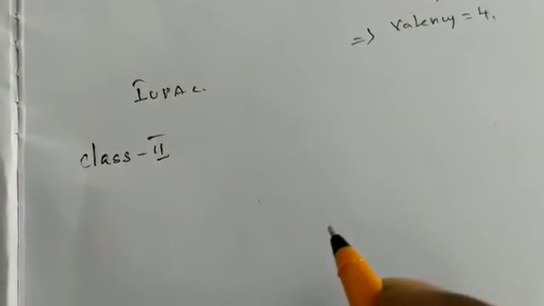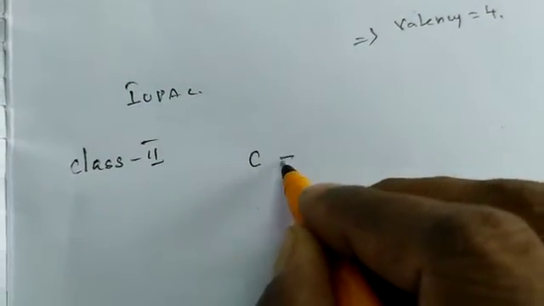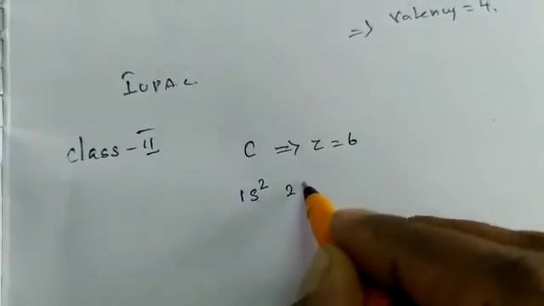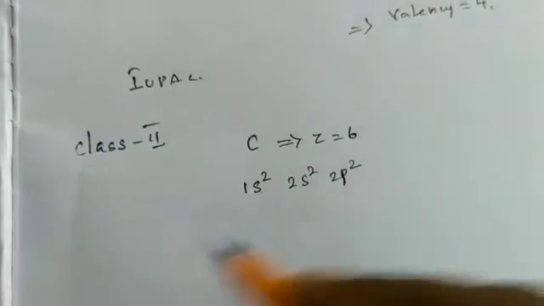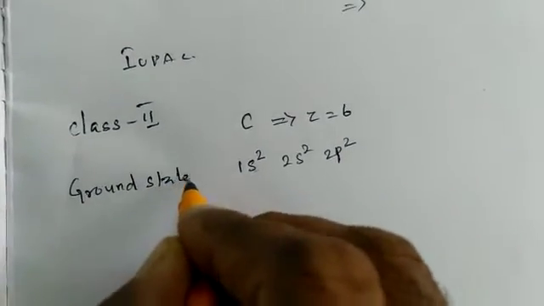Now we can see about the carbon atom. Symbol of carbon is C. Its atomic number is 6. So its electronic configuration is 1s2, 2s2, 2p2. This is nothing but ground state electronic configuration.